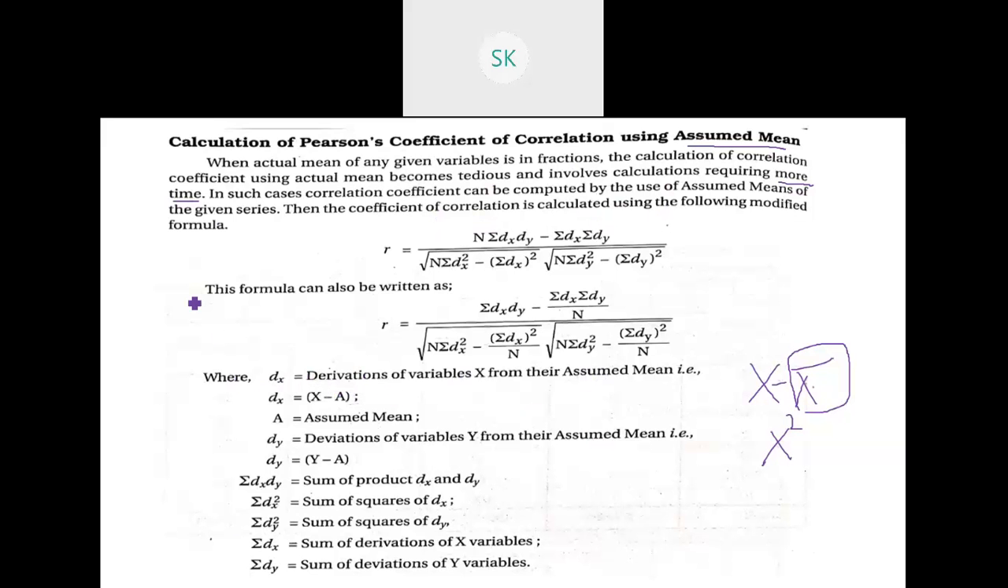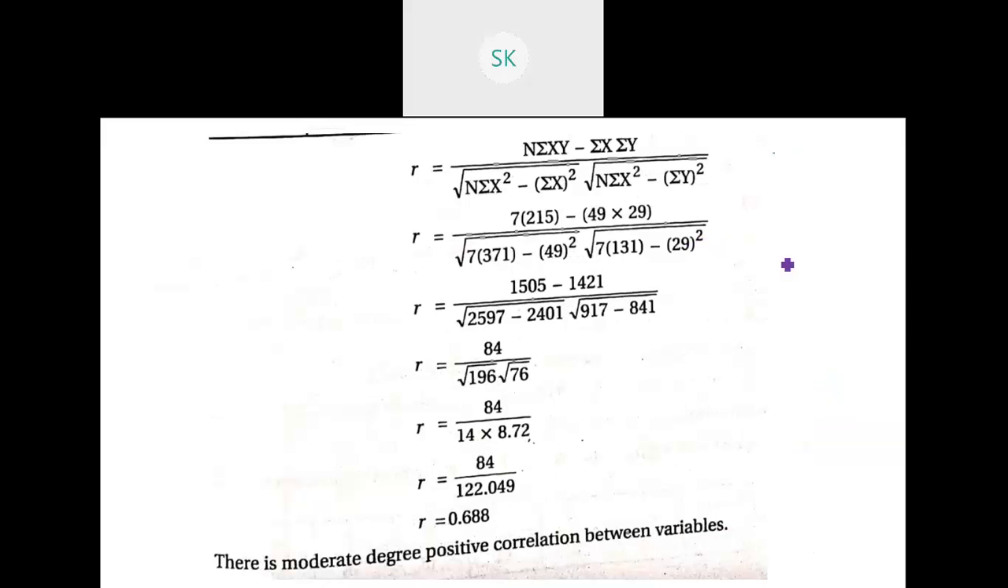The first formula is r equals n into summation dx dy minus summation dx into summation dy, whole divided by square root of n into summation dx square minus summation dx whole square, into square root of n into summation dy square minus summation dy whole square. Now this first formula, isn't it very similar to the previous one?